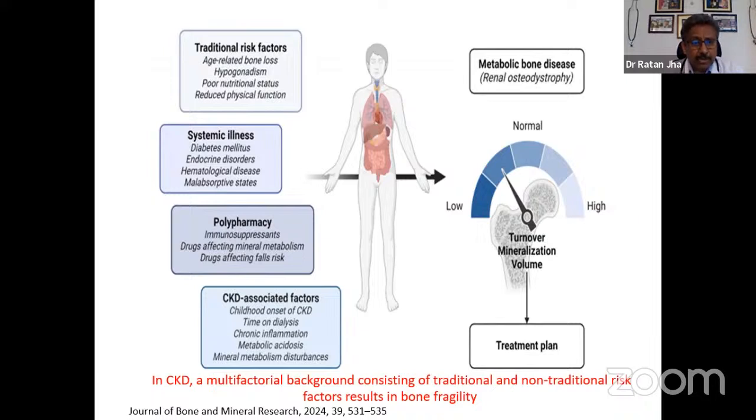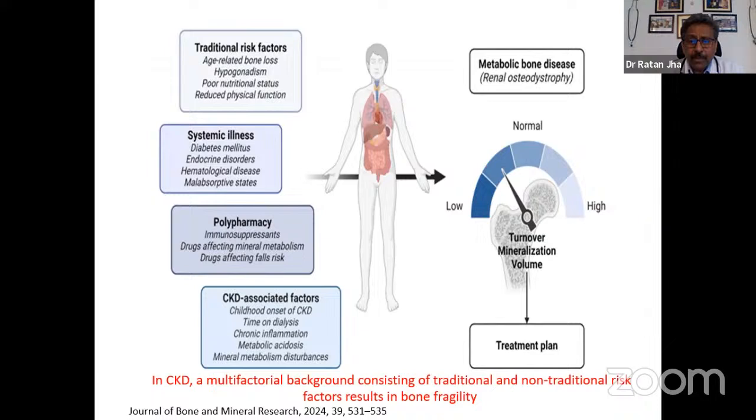The CKD-associated factors which may also be important in contributing to osteoporosis are early onset of chronic kidney disease, like in childhood, when the bone peak mass usually happens, which gets interfered with. Time on dialysis, that is vintage on dialysis: the longer the duration, the longer the chances of osteoporosis. Also chronic inflammation of chronic kidney disease, metabolic acidosis, and mineral metabolism disturbance, with vitamin D deficiency as well as resistance, which can lead to bone ill health or osteoporosis and other consequences of CKD.